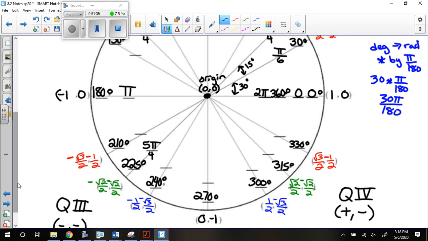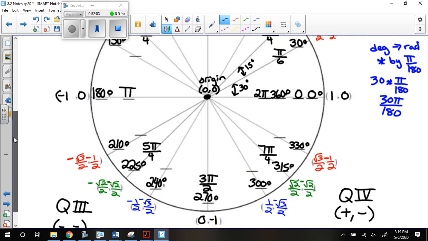5/4, and then 6/4, but 6 over 4 reduces to 3 pi over 2, and then 7/4, and then 8/4, which 8 over 4 is 2 pi. Okay, so that was all of our quarters.